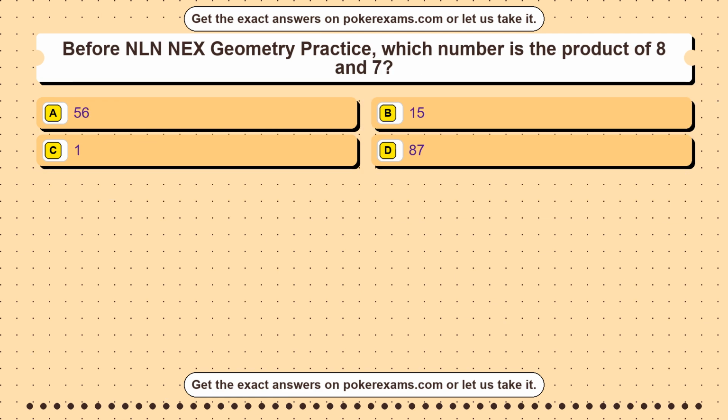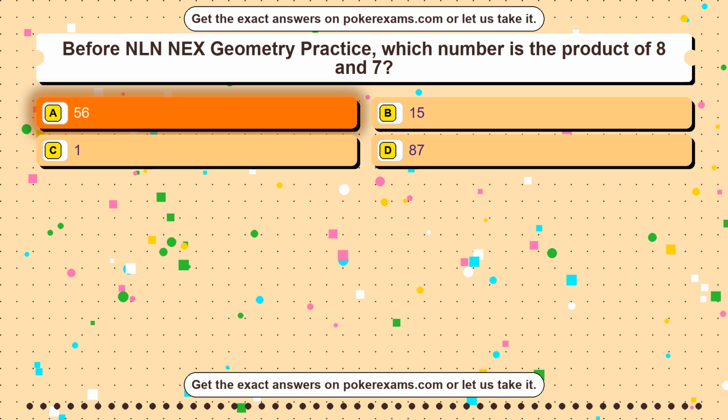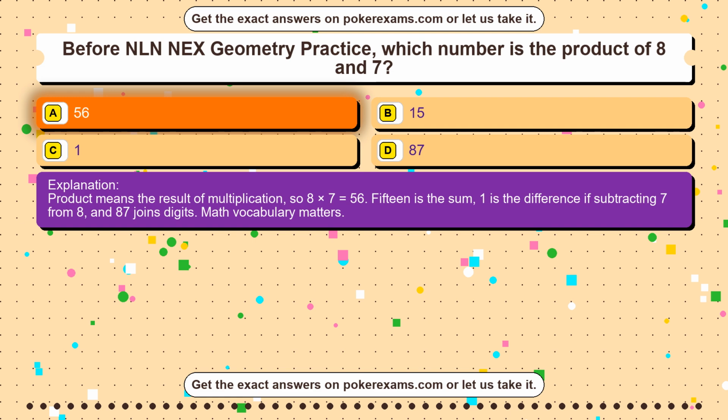Question 5. Before Get Geography Practice, which phrase describes a dependent variable? Option A, the outcome measured. Option B, the factor changed. Option C, the control group. Option D, the background reading. The correct answer is option A, 56. The dependent variable is the outcome measured in an experiment. The independent variable is the factor changed, a control group is used for comparison, and background reading is not a variable. The word dependent links to measured result.